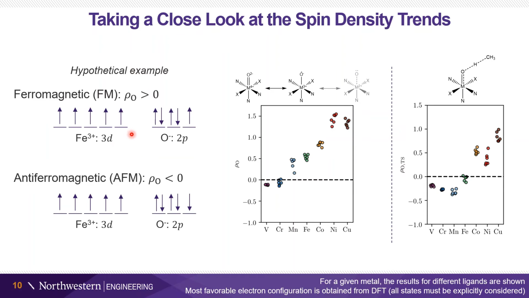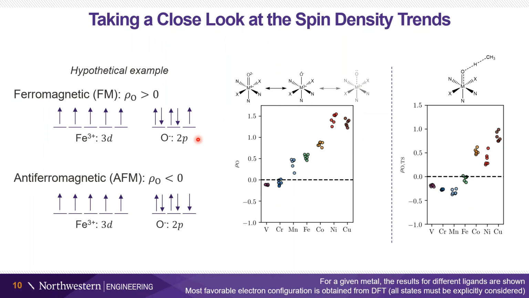This means that if there's ferromagnetic alignment between the unpaired electron density on the metal and any unpaired electrons on the oxygen atom, then that's going to be a spin density that's positive on the oxygen ligand. Whereas if there's antiferromagnetic alignment between the spin density on the metal center and the oxygen ligand, I'm going to use a sign convention of negative for the spin density localized on that oxygen center. Again, a negative value will just indicate antiferromagnetic behavior and a positive value ferromagnetic behavior between the metal center and the oxygen species.